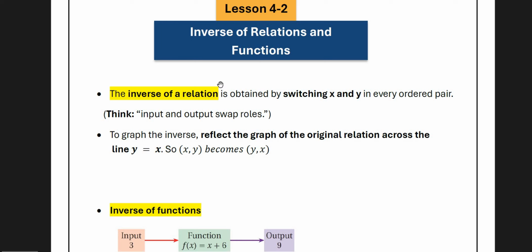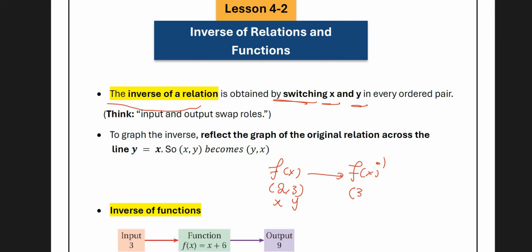In this video, I'm going to explain for you inverse of relations and functions. First, let's understand the inverse of relations. Inverse of relations is by switching the place of x and y, then we will get the inverse of the relation. If we have an f of x, as an example, ordered pair like 2 and 3, then for the inverse of this function, you are just going to switch the place of x and y in the ordered pair, so you will get 3 and 2. So this is basically the inverse of this function.